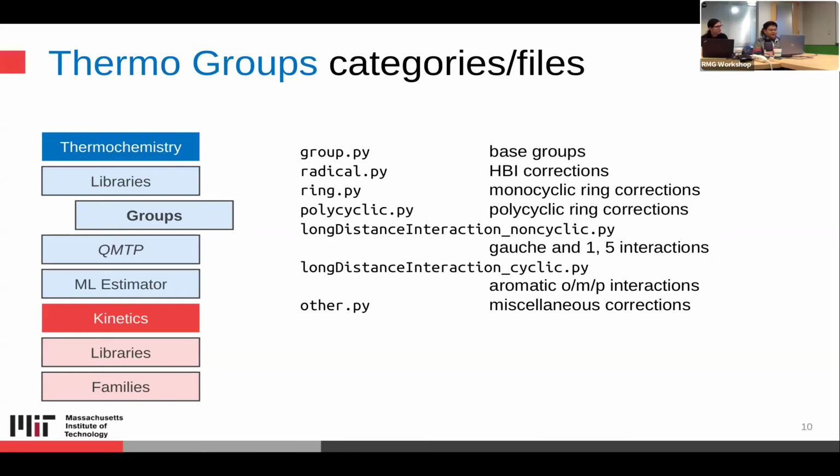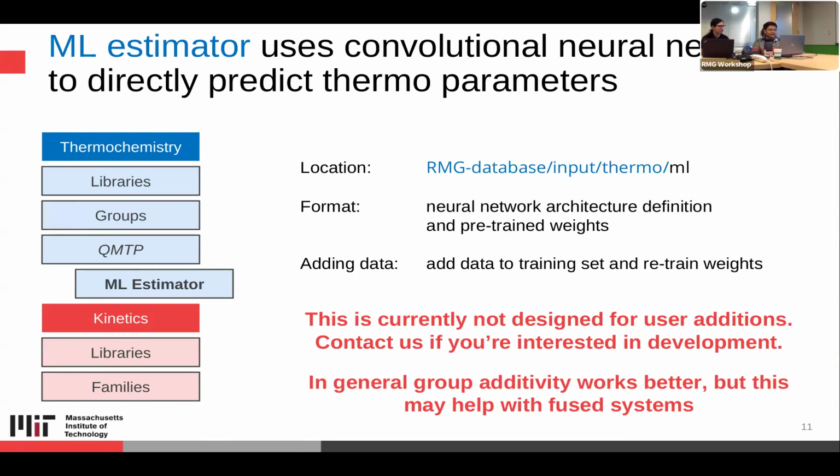Okay, so that's it for libraries and groups. QMTP, we're gonna skip over just because it's not really used. We're gonna jump to ML estimation for thermo.